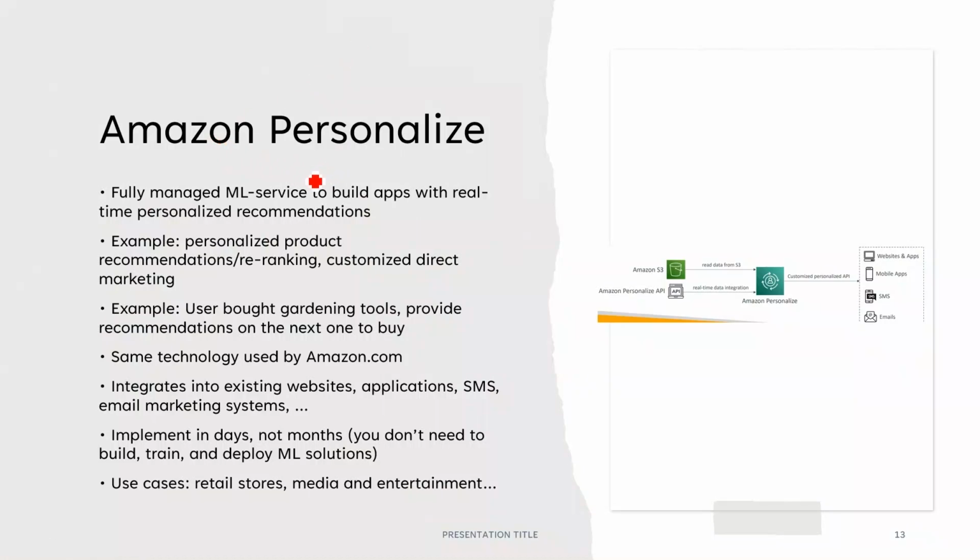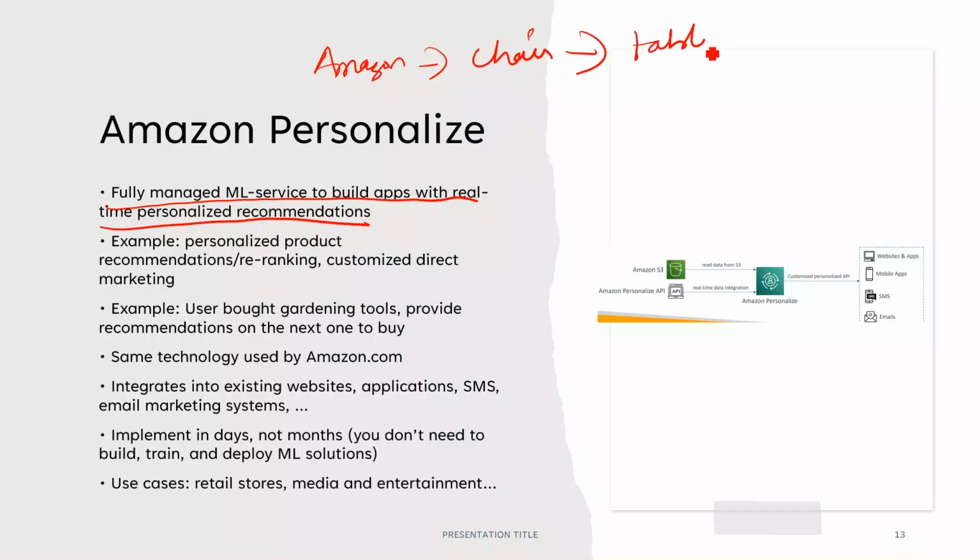Now talking about Amazon Personalize, it is very easy to understand. It is a fully managed ML service to build apps with real-time personalized recommendations. You know about Amazon, so you bought a chair, it will suggest you a table, right? On Netflix, you watch some TV series, for example, you watched Demon Slayer, it will suggest you some action anime. So any kind of recommendations, if you want to do ranking or something like that, you can use Amazon Personalize for that. Simple as that.